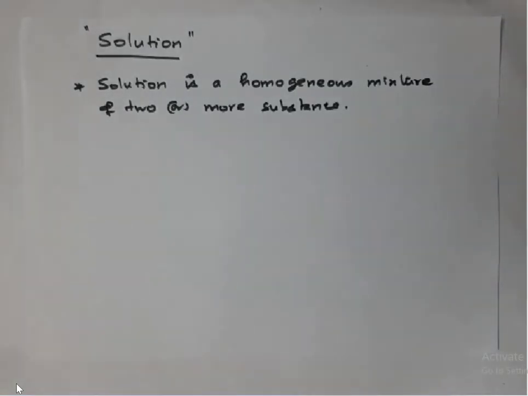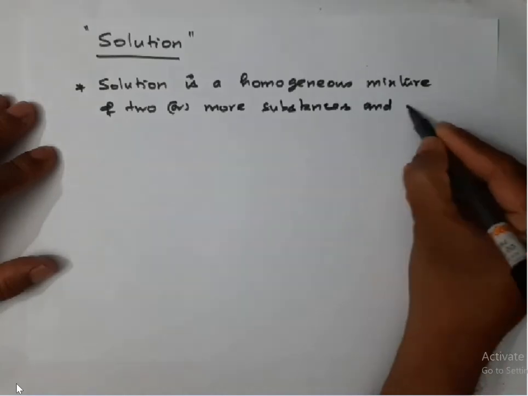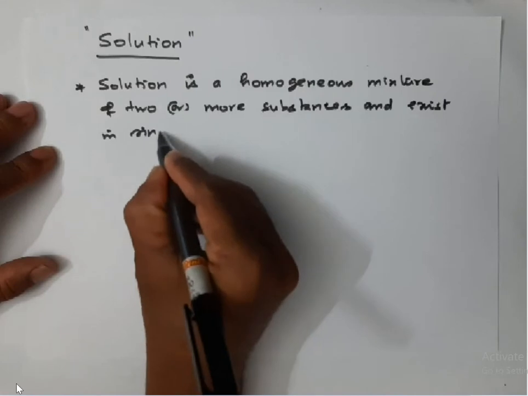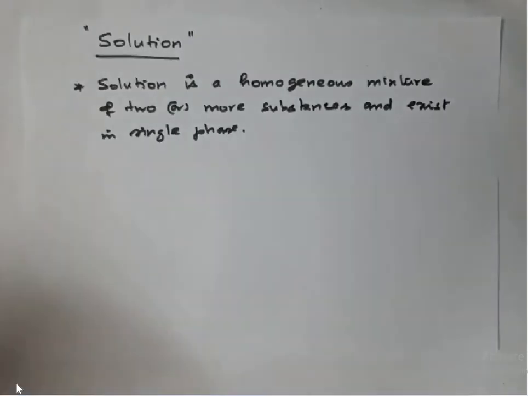Solution is a homogeneous mixture of two or more substances, and exists in a single phase. Okay, this is what we say as the definition of solution. Solution means it should be a homogeneous mixture.